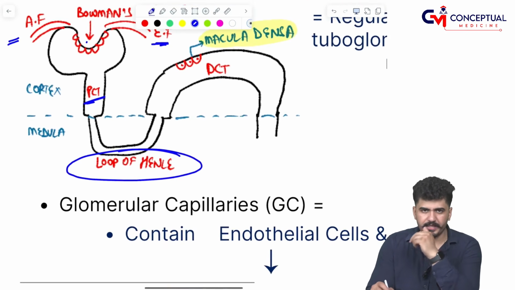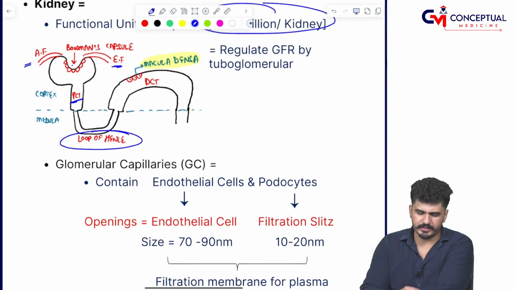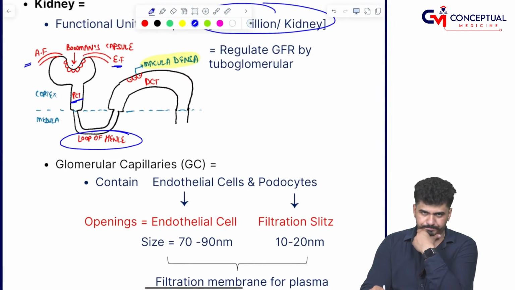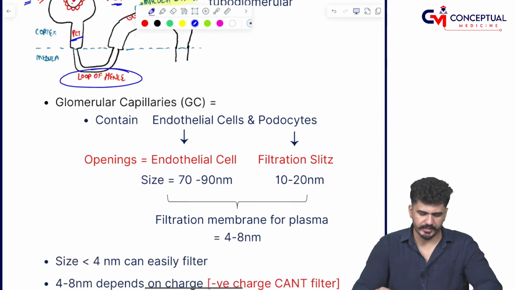Then there will be DCT, the distal convoluted tubule. Then there will be a collecting duct. This is how the kidney function is there. They will be doing the GFR. They will be taking care of GFR, different types of things we are going to study right now, sir.